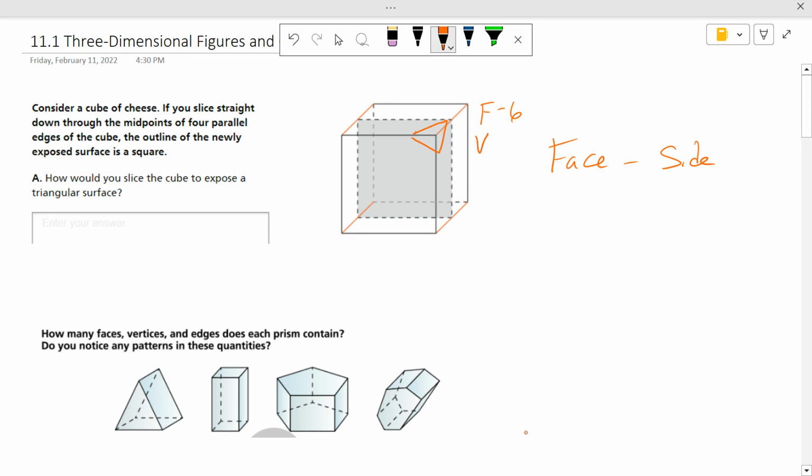The number of vertices are the corners. 1, 2, 3, 4, 5, 6, 7, 8. How many vertices does it have? 8. And edges are the last thing we count. There's 4 edges around the top. They connect the vertices. 4 edges around the bottom. And then 4 going up and down. How many edges does it have? 12. Okay? Faces, vertices, edges.